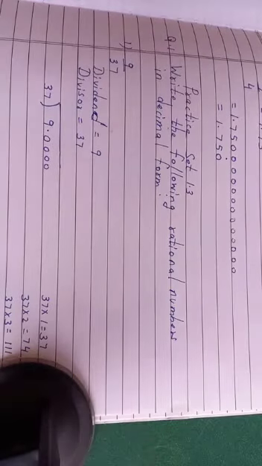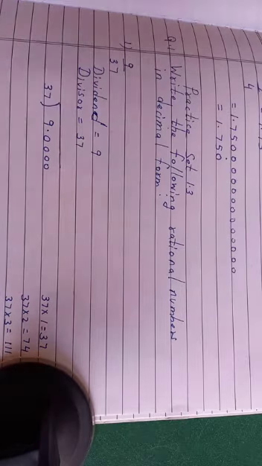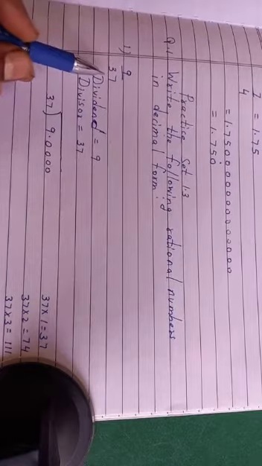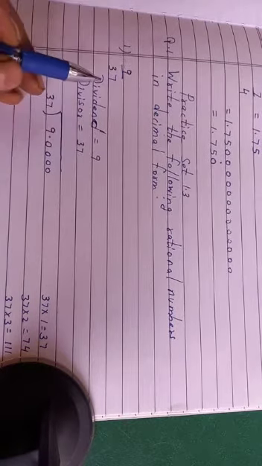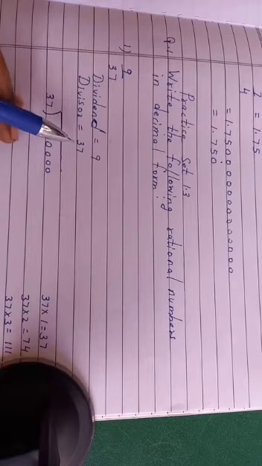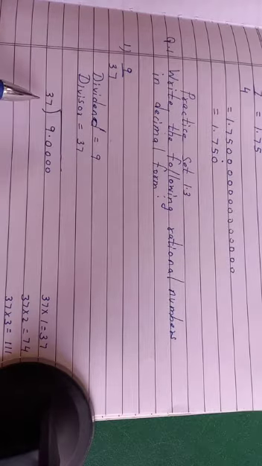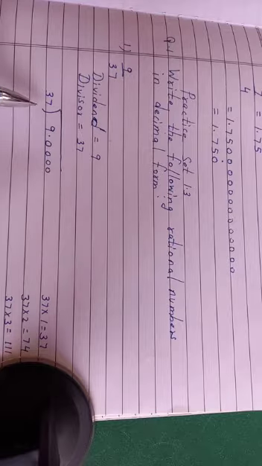Good morning, students. Today we will be solving practice set 1.3 question number 1. The question is: write the following rational numbers in decimal form. As you can see here, you have got 9 upon 37. Dividend is 9 and divisor is 37. So I have written here 37 as the divisor and 9 is the dividend.